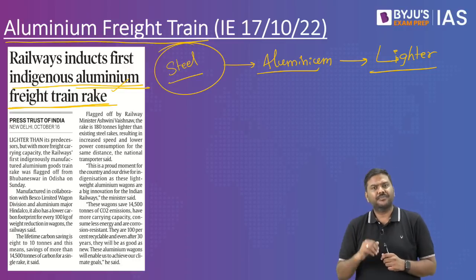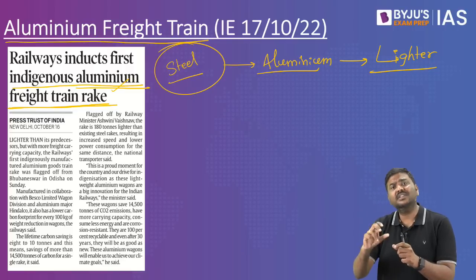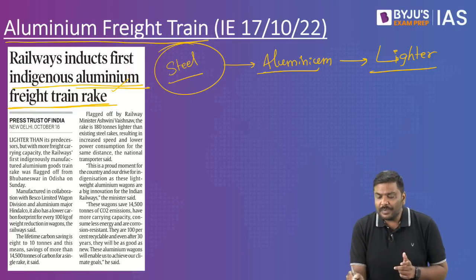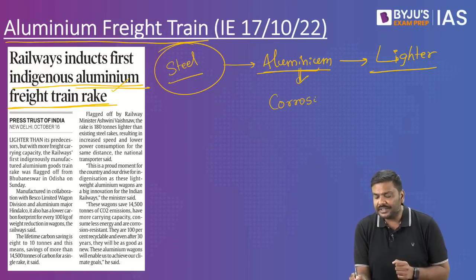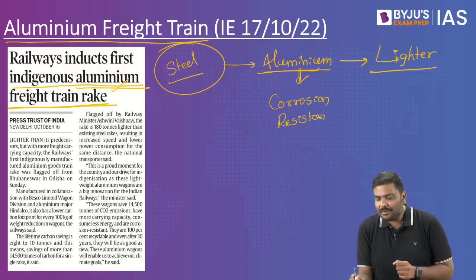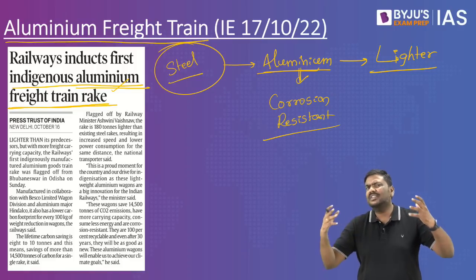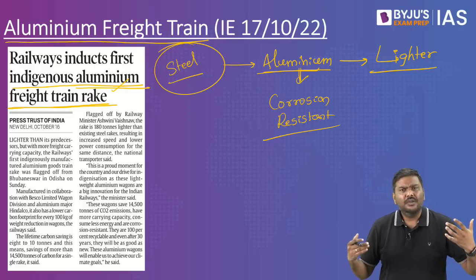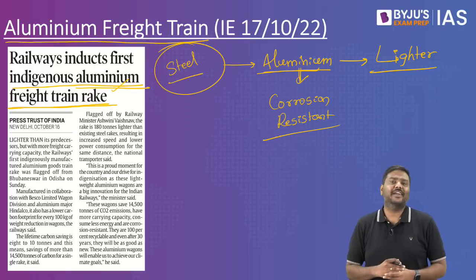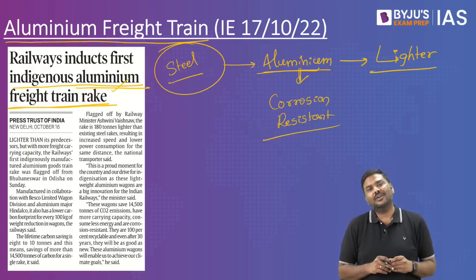Now apart from being lighter, what are the other advantages? Aluminium does not corrode. It is corrosion resistant. And because it is corrosion resistant, the minister says, even after 30 years, these are as good as new. Will have very good resale value in the market. That is the second very important advantage.